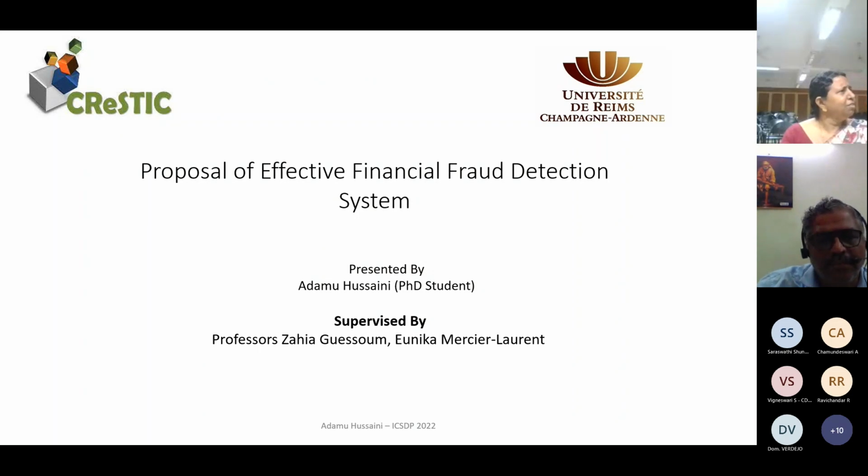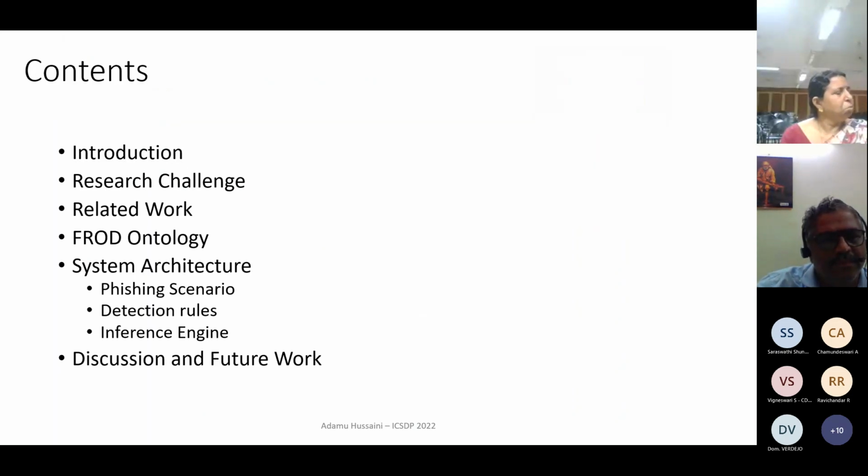In this paper, I present the proposal of an effective financial fraud detection system that is focused on knowledge-based and ontology-based techniques. In this presentation, I will talk about the introduction of the work, the research challenge, and some existing works. I will also describe our main knowledge-based ontology. We will discuss the system architecture, which includes the phishing scenario that we treat in this paper, some detection rules that we proposed, the inference engines, then discussions and the future work.